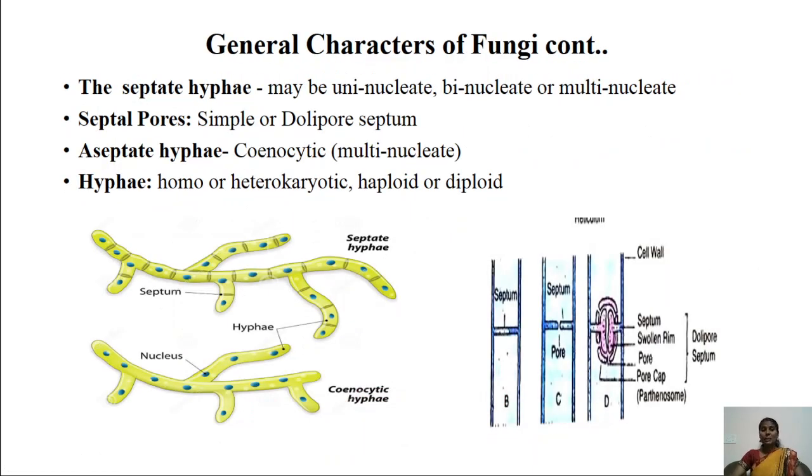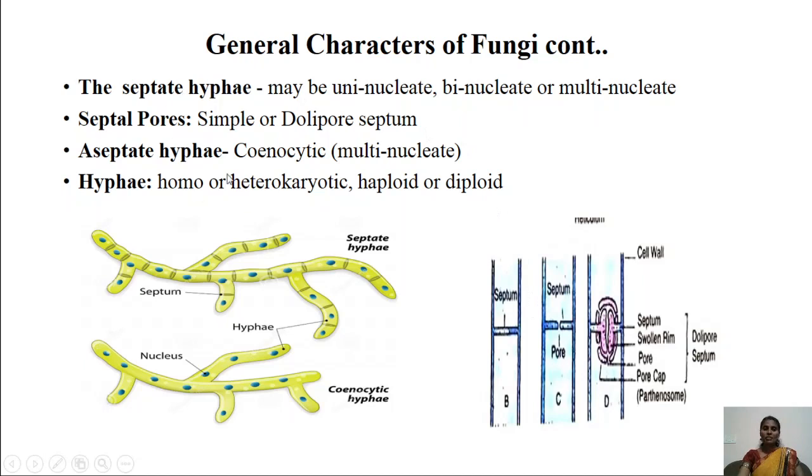Then coming to the septate hyphae, as I already told, septa means the cross wall. In case of septate hyphae, they may be uninucleate, binucleate or multinucleate. And this septa, the cross wall, is provided with a small opening called pore. If the pore is very simple, then that is said to be simple septum. If the pore is provided with a dome-like structure, then that is said to be dolipore septum, which is the characteristic feature of Basidiomycetes fungi.